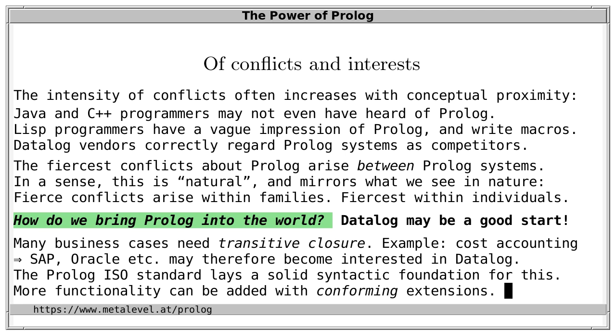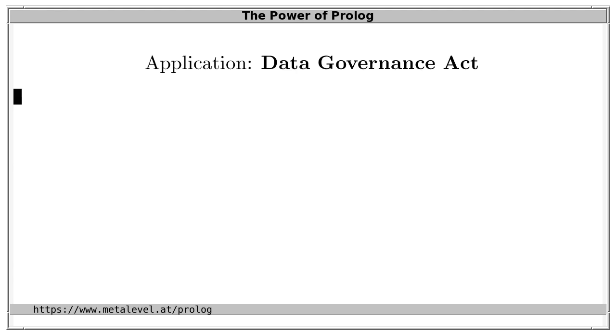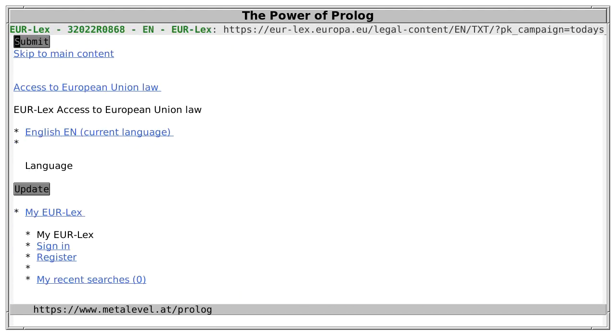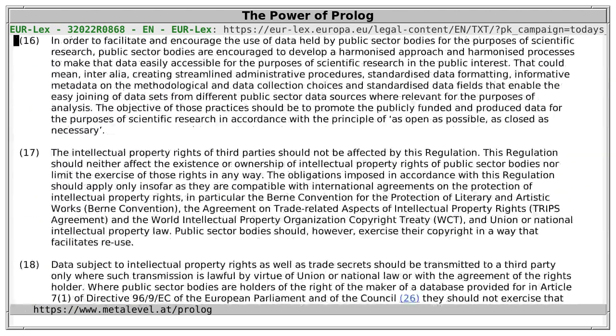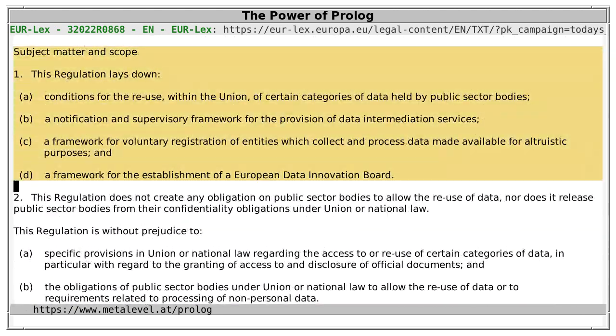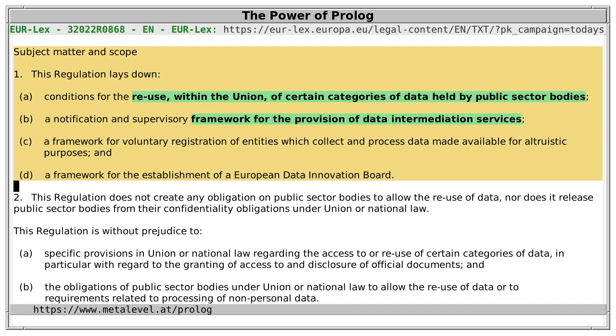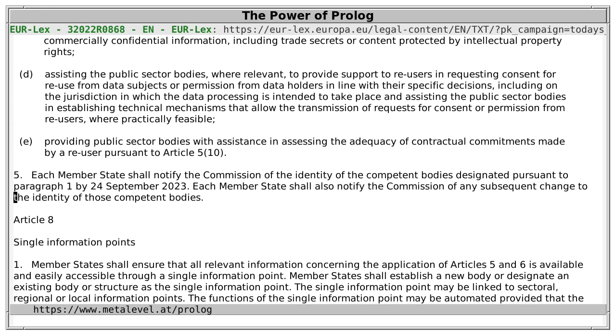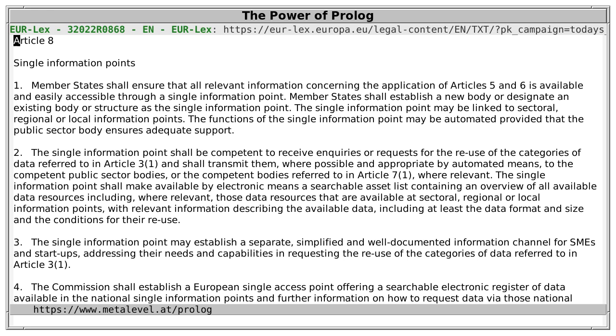And there are countless potential applications for this. For instance, take the Data Governance Act. This is an existing law of the European Union, and it has quite far-reaching implications. It regulates conditions for the reuse of data, provision of data intermediation services, registration of entities, and so on. And for example, in Article 8, we find important obligations for member states, such as they must ensure that all relevant information is easily accessible through a single information point.